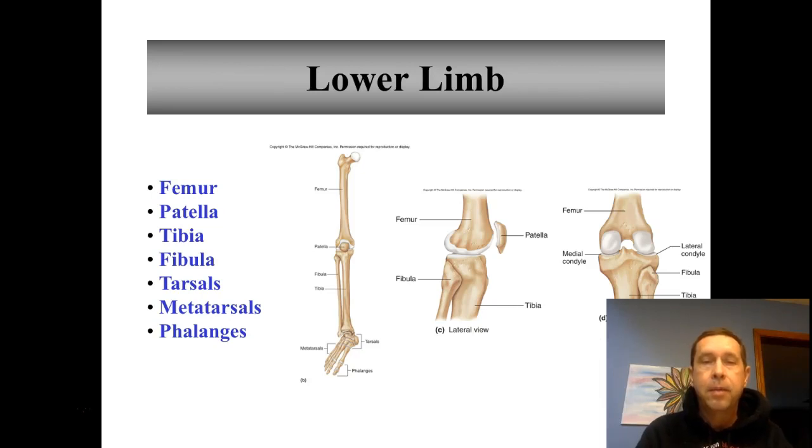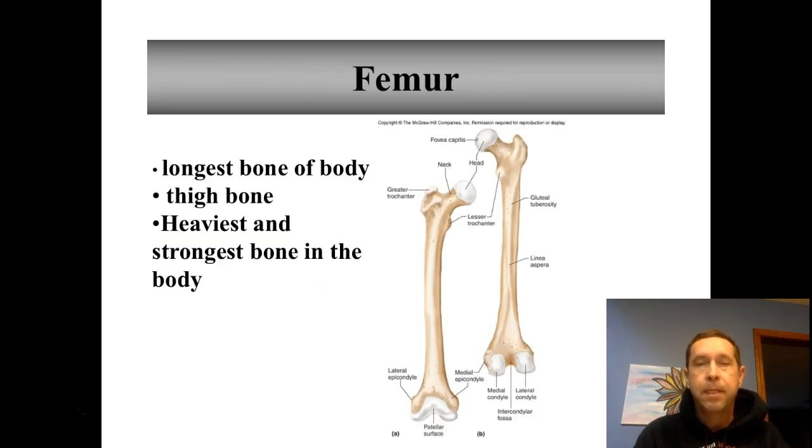As far as the lower limb bones of the leg, you have the thigh bone, femur, the kneecap, the patella, shin bone, the tibia, and fibula, the other lower leg bone. The ankles are the tarsals, the arch of the foot, the metatarsals, and then the phalanges. So the femur is the longest, heaviest, strongest bone of the body. It's your thigh bone.